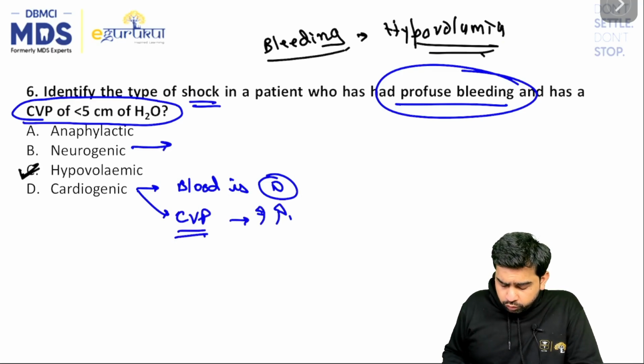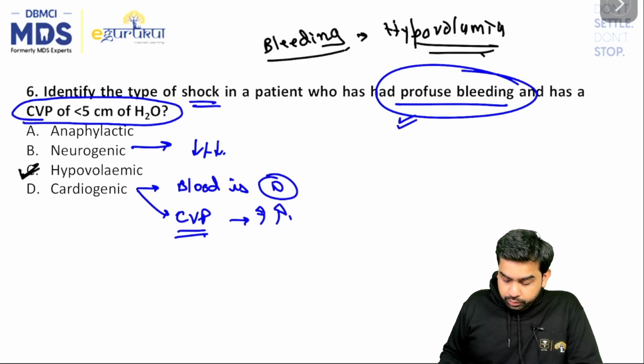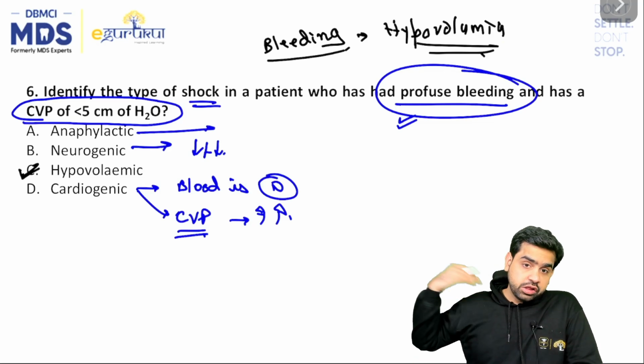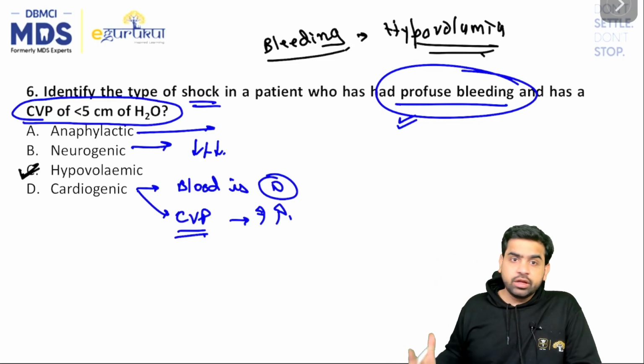In the neurogenic shock, what is going to happen? Everything will be low. So even the central venous pressure will be low, but the bleeding is not going to be a part of your neurogenic shock. Same with the anaphylactic shock. What is going to happen? Then the central venous pressure will be low, but the bleeding is not going to be a part of it.